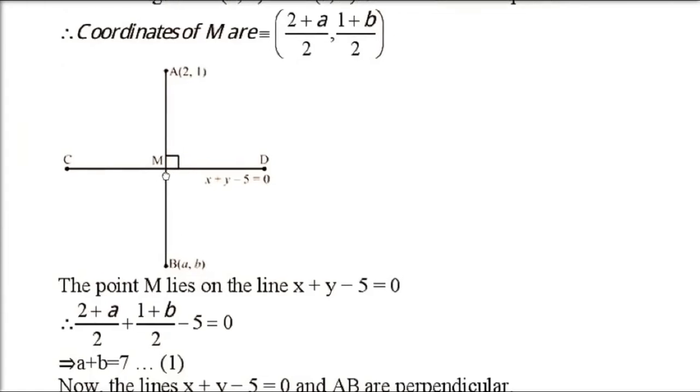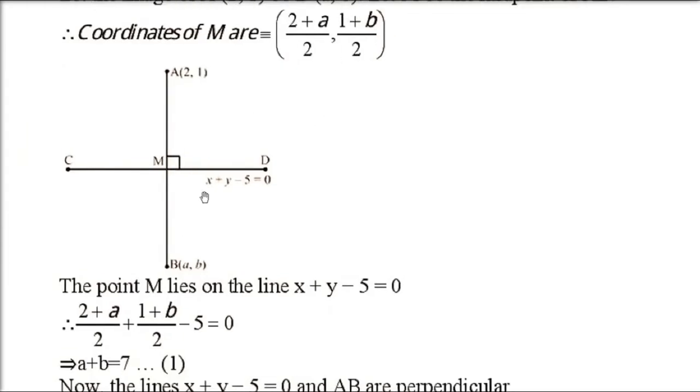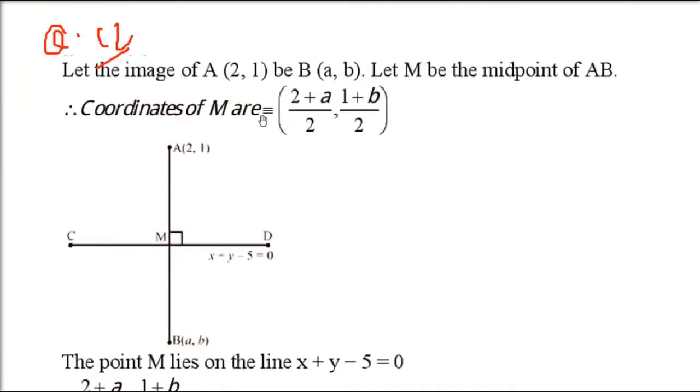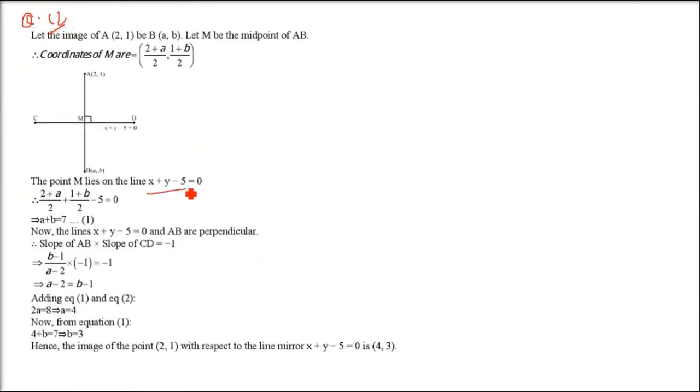If you take the image as B, the point M can be found out. M is (2 plus a by 2, 1 plus b by 2). Now this point is on the mirror line, so putting x and y as 2 plus a by 2 and 1 plus b by 2, there will be the equation a plus b equals 7.